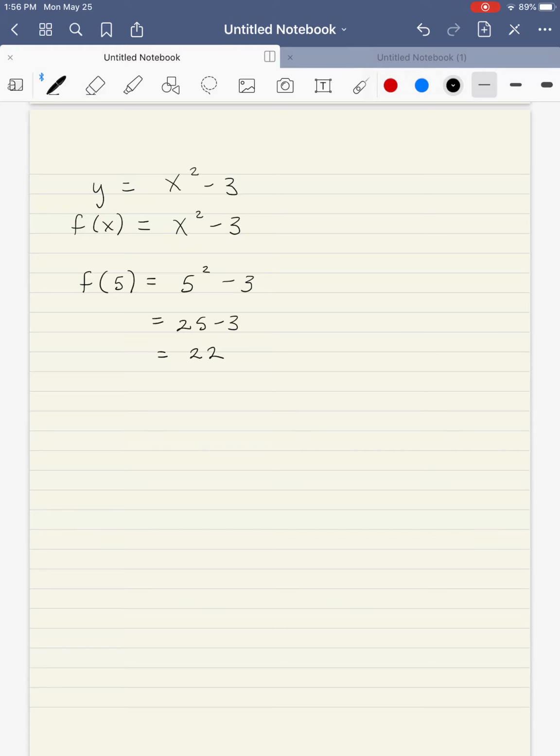So when x is 5, y is 22. So that means that a point on my graph is (5, 22). So the function value f of 5 equals 22 is the exact same thing as the ordered pair (5, 22).